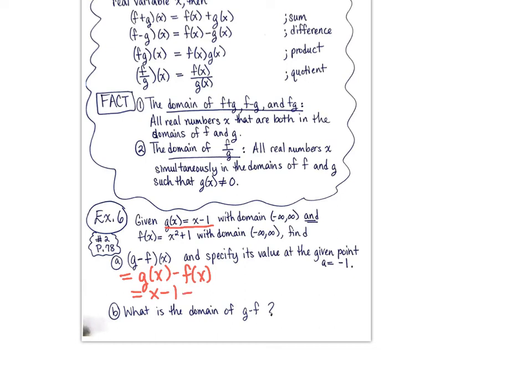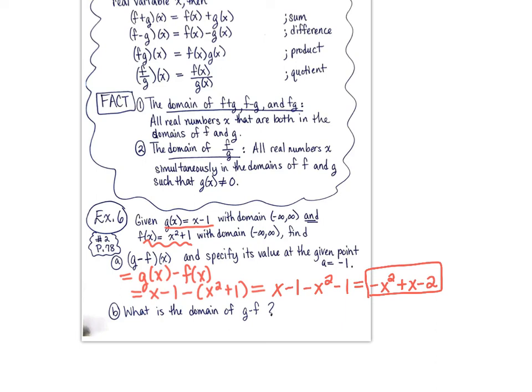And then we're going to subtract f of x. f of x is x squared plus 1. But remember to put that in parentheses, right? Because it's more than one term, so we have to be careful with the sign that is in front, which is the negative. So we get x minus 1 minus (x squared plus 1), because we have to distribute the negative. And that gives us negative x squared plus x minus 2. Good. So we found g minus f of x.